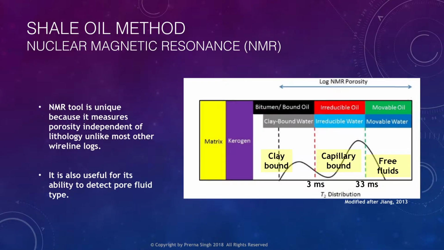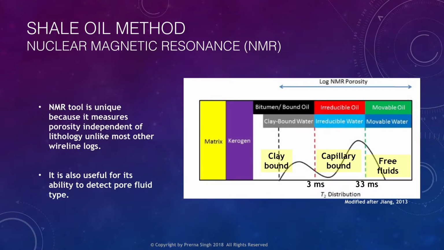Now let's look at the log and the method that does work for shale oil play. So the tool is NMR, and this is a unique tool because it measures porosity independent of lithology, which is different from most of the wireline log porosities like neutron porosity, density porosity, or sonic porosity. These, on the contrary, are more sensitive to lithology than to reservoir fluids, with the exception of gas-bearing formations.